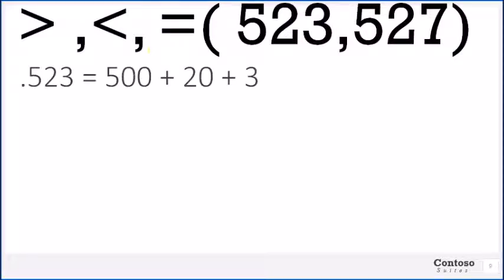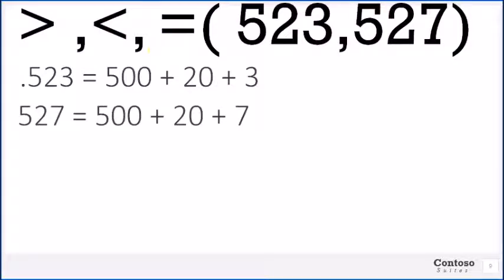When we expand this number, we will get 500 plus 20 plus 3. And when we expand 527, we will get 500 plus 20 plus 7. So when we compare these two numbers, we can easily find out that in the hundreds position there are the same numbers. First one is 500, next one is also 500.